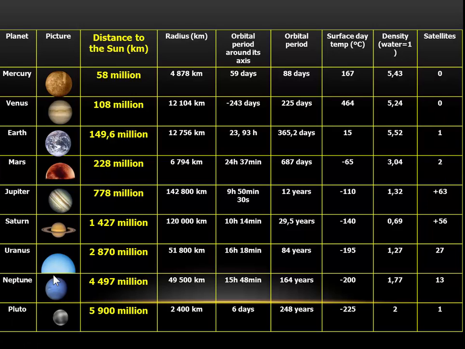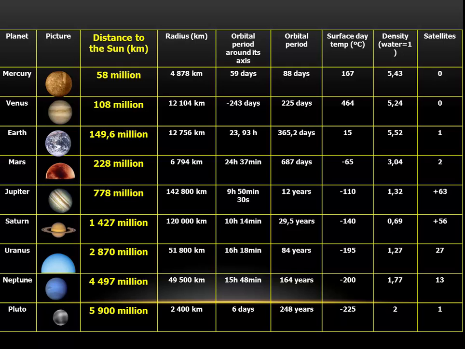The interesting thing about the solar system is the distances between the planets. If we do this roughly, between the Sun and Mercury, we've got roughly 50 million kilometers. Then there's another 50 million to Venus. Then roughly another 50 million to Earth. Then roughly another 50 million to Mars. So these planets are fairly equally spaced out with 50 million between them.